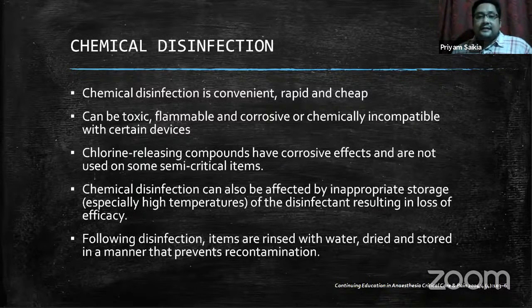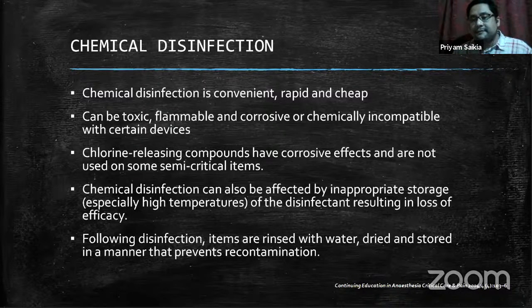Now, chemical disinfection. If you compare it to sterilization, chemical disinfection is convenient, rapid and cheap, but it can never be equivalent to sterilization unless we are using a chemical sterilant. The problem with chemical disinfection is that the chemicals can be toxic, flammable, or corrosive, or chemically incompatible with certain devices. That is the reason why it is necessary to look for the manufacturer's recommendation on which type of chemical disinfection is to be used on which kind of equipment.